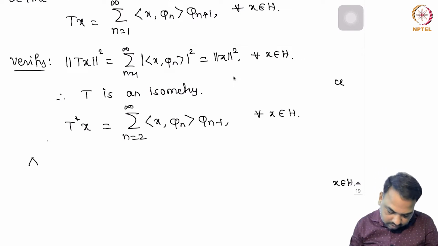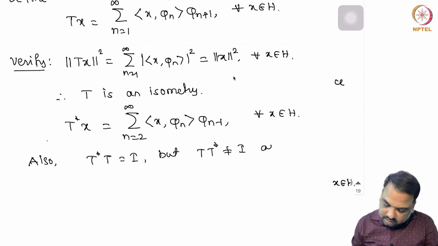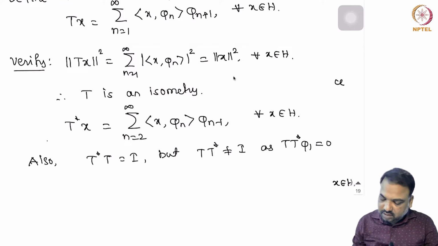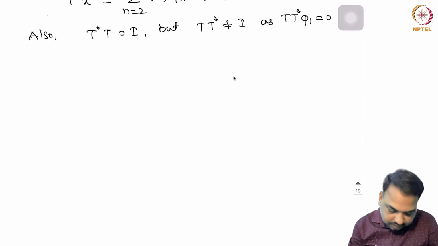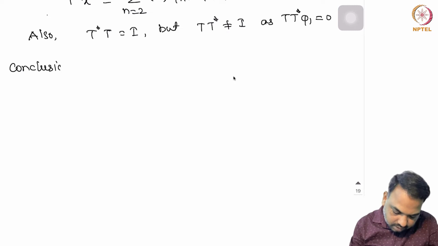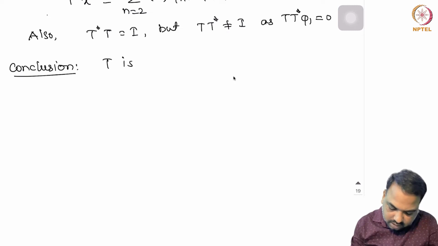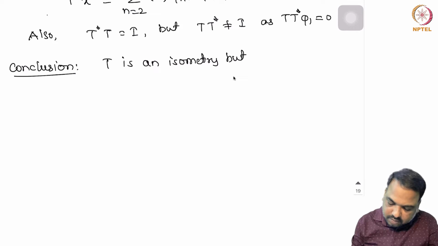And also we can easily show that T star T is identity, but T T star is not identity, as if you take T star phi 1, that is 0. So this is an isometry but not unitary. So the conclusion is the following: T is an isometry but not a unitary.